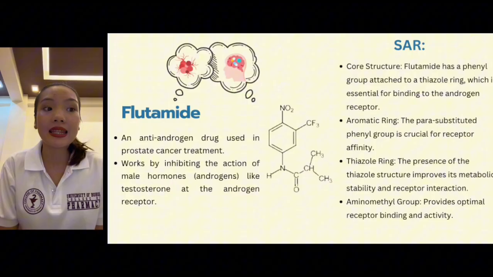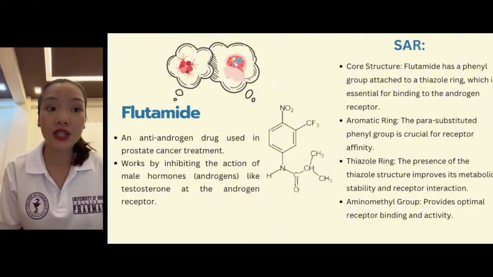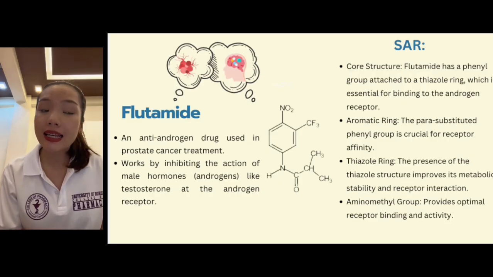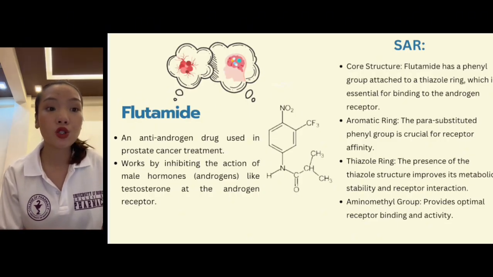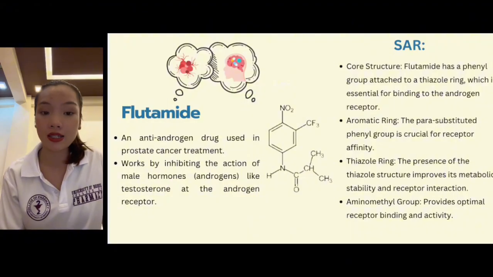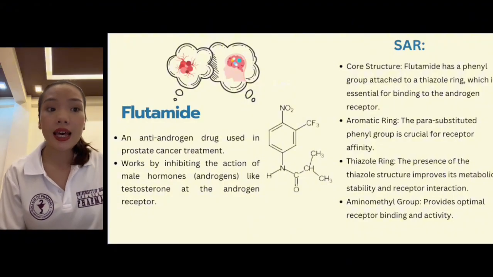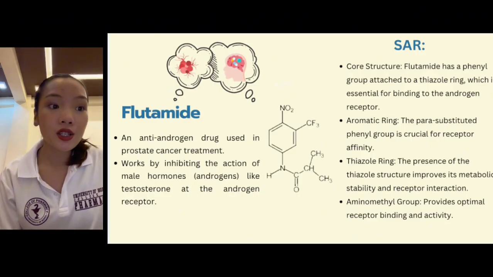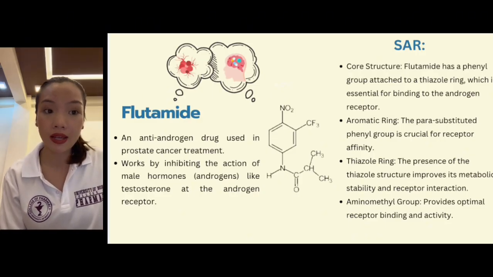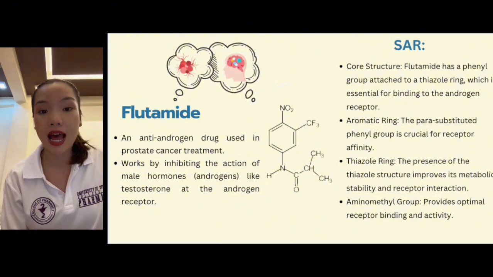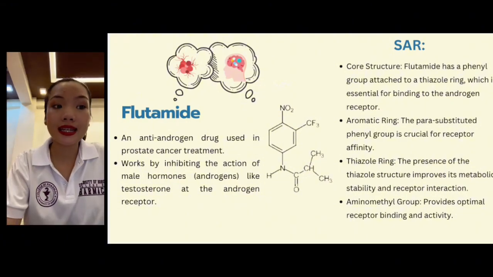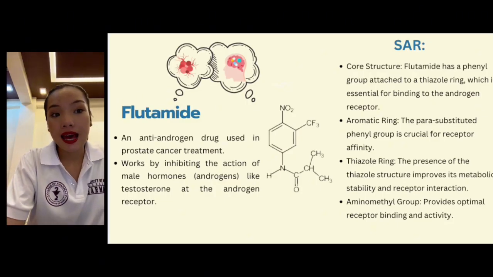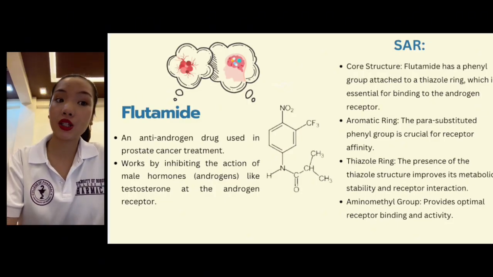It works by inhibiting the action of male hormones or androgens like testosterone at the androgen receptor. By blocking these hormones, flutamide helps to slow the growth of androgen-dependent prostate cancer cells. Additionally, it is sometimes used off-label for conditions such as hirsutism or excessive hair growth in women, and is part of hormone therapy for transgender women. So here we can see the structure of flutamide. So now let us discuss its SAR or structure-activity relationship.